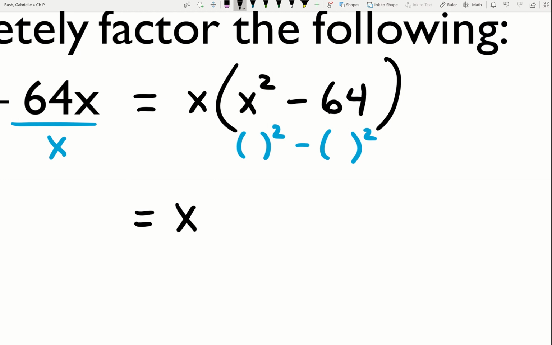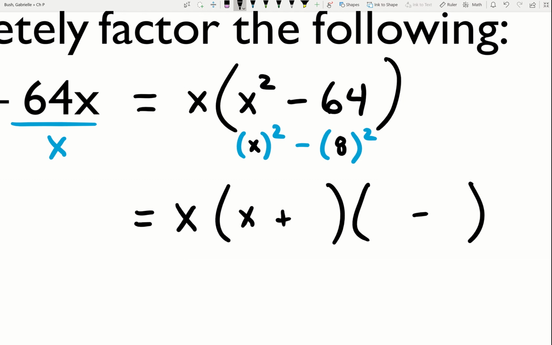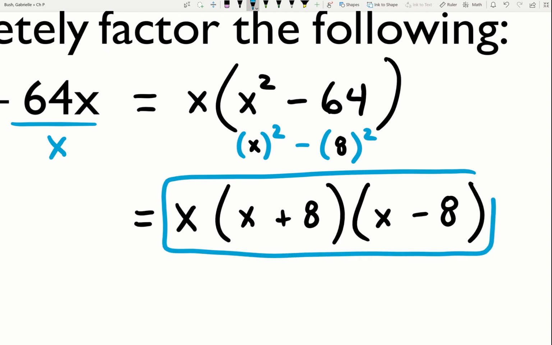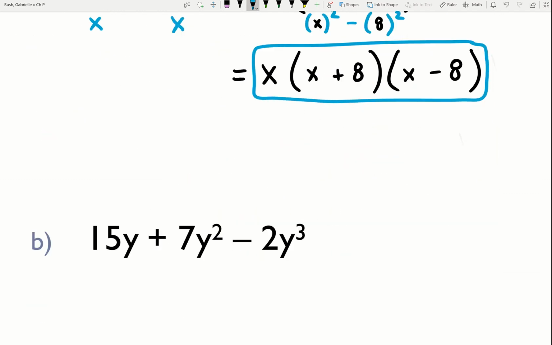So there's the GCF of x out front. Keep in mind that doesn't go anywhere. We still want to have that out front, but we're just factoring the leftovers now, and we know that to factor a difference of squares, it's a sum times a difference, and we just need to figure out what we would square to get x squared. That would simply just be x. What would we square to get 64? That would simply be 8. So x and 8, x and 8, and that would be the complete factorization of that polynomial right there.